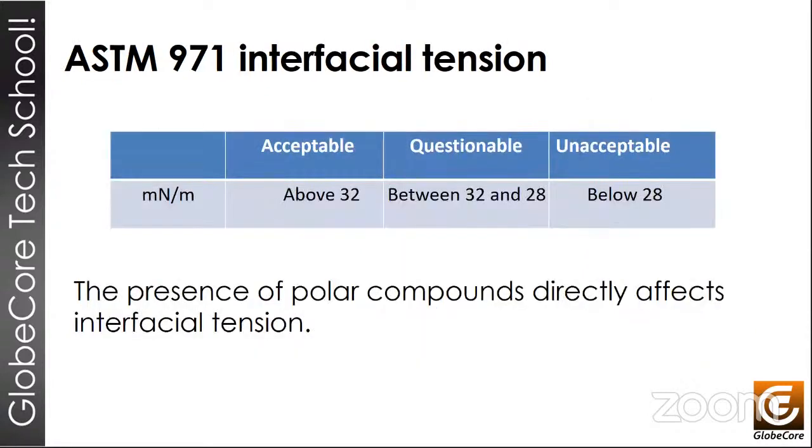Right. So interfacial tension is measured in millinewtons per meter, and it's a measurement of how much force we have to apply to move an object, or transition an object, from one phase to the other phase. And polar compounds, as I mentioned, directly affect this value. Acceptable values are above 32 millinewtons per meter. Anything from 32 to 28 millinewtons per meter is questionable, somewhat problematic, and anything below 28 millinewtons per meter is unacceptable. Okay, next slide, please.